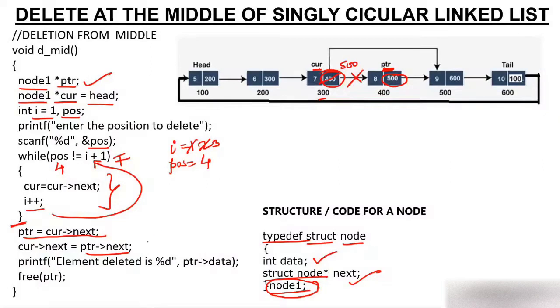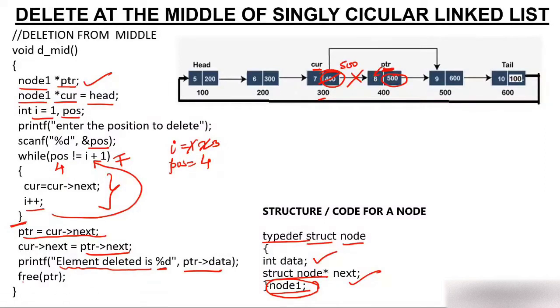Fine. Okay. Now what will happen? I'll print on the screen 'element deleted is %d', and this %d will have PTR data. What is PTR data? 8. So my screen will show me 'element deleted is 8', and I will feel very good. Yes, 8 was my fourth node which I had to delete. I'll really feel good.